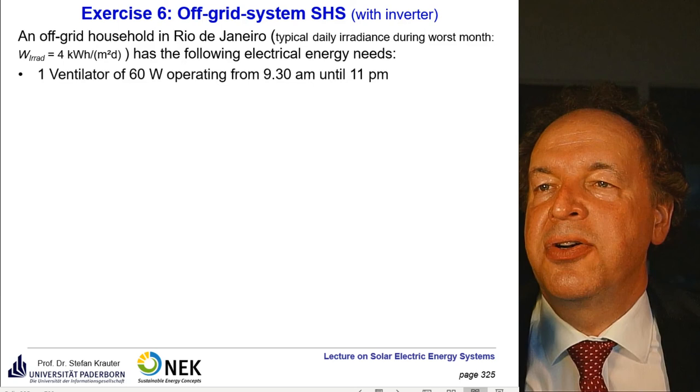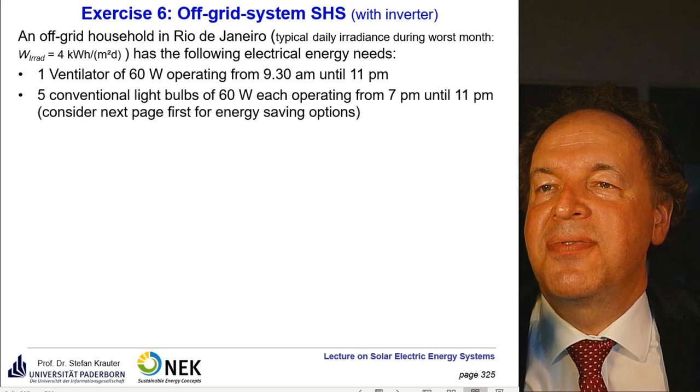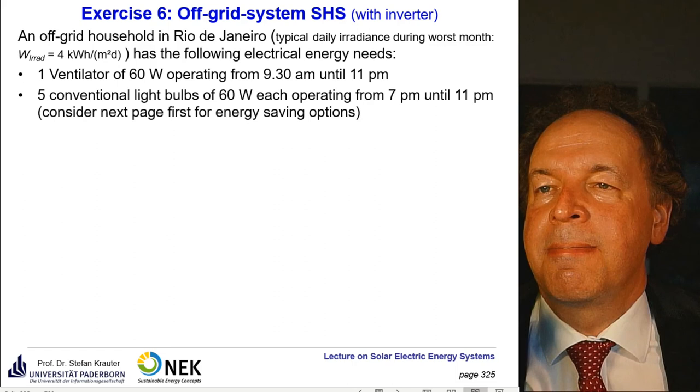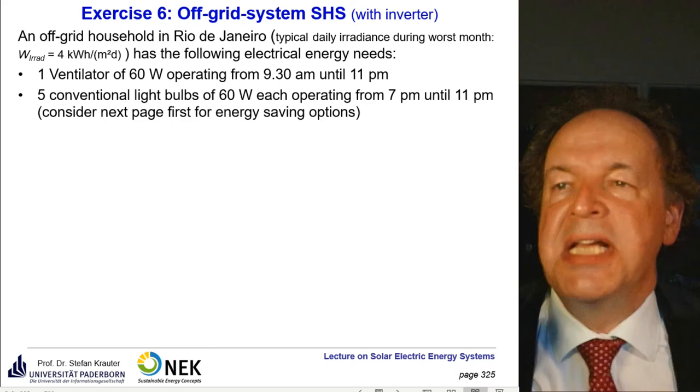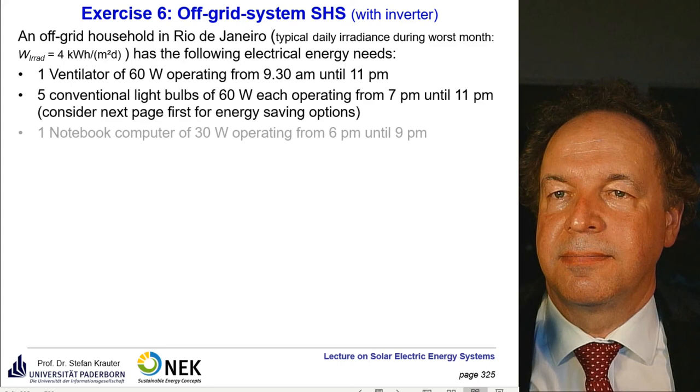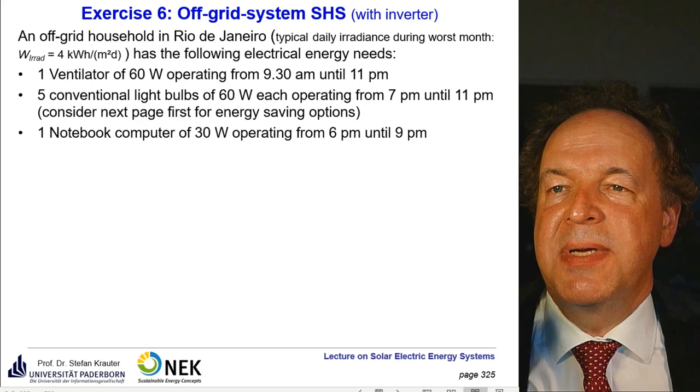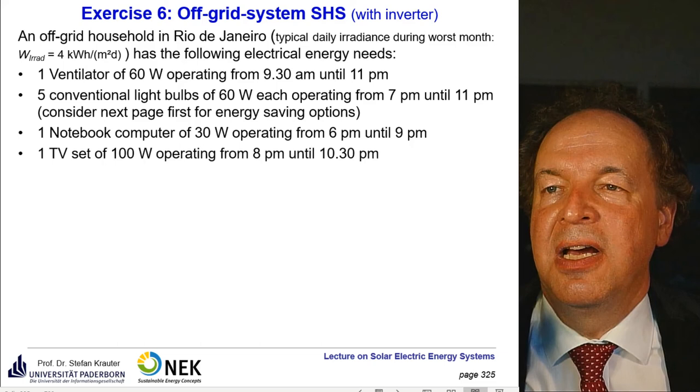And the energy needs: you have a ventilator with a nominal power of 60 watts, which is operated from 9 a.m. to 11 p.m. We have five conventional light bulbs of 60 watts each, which operate from 7 p.m. until 11 p.m. As we mentioned already in the lecture, it's really important to consider energy saving options. We have a notebook computer of 30 watts, which operates from 6 p.m. to 9 p.m. We have a TV set, a quite modern TV set with LEDs, of 100 watts, which operates from 8 p.m. to 10:30 p.m.